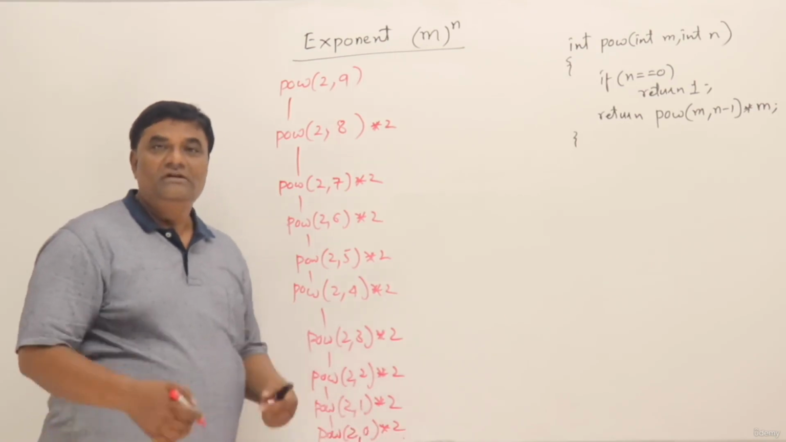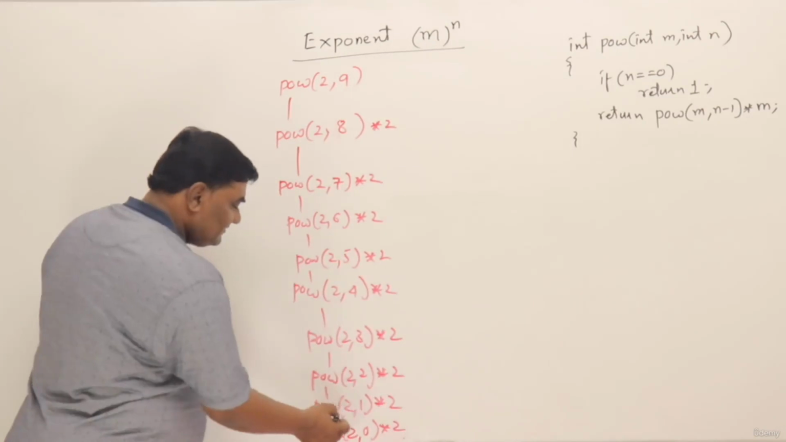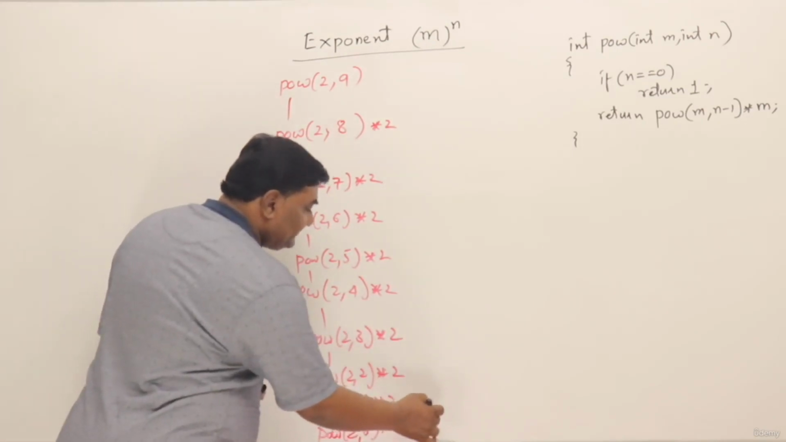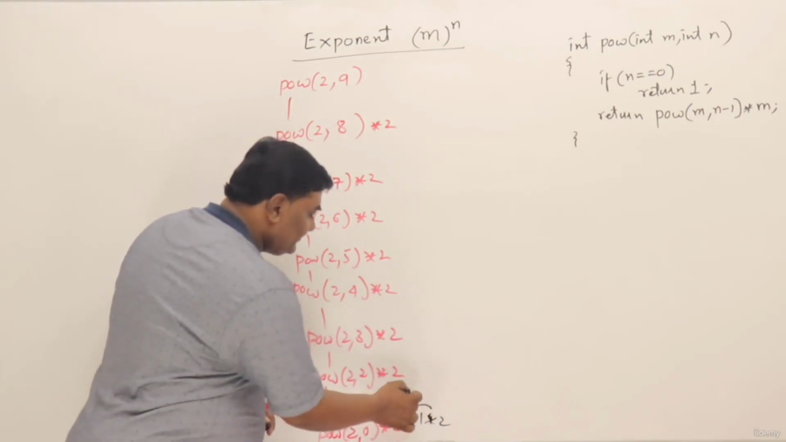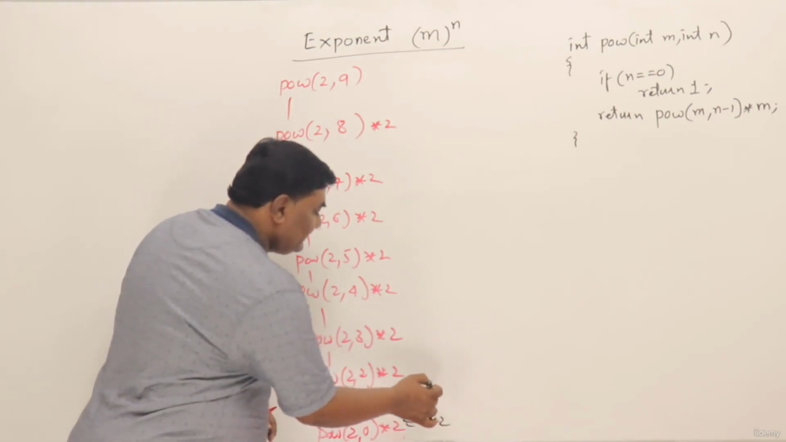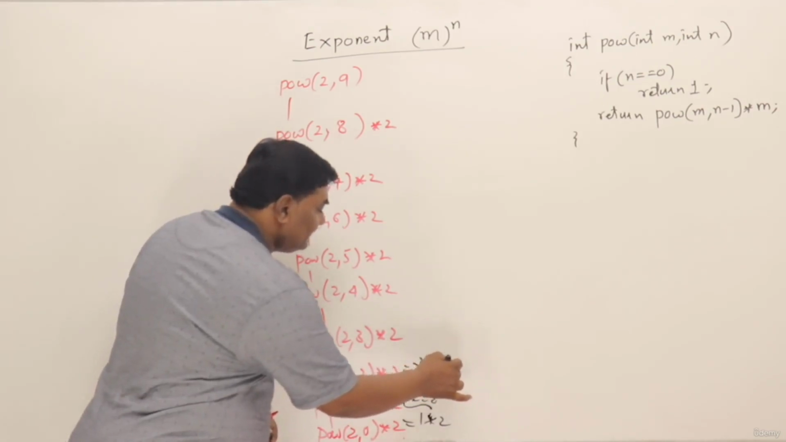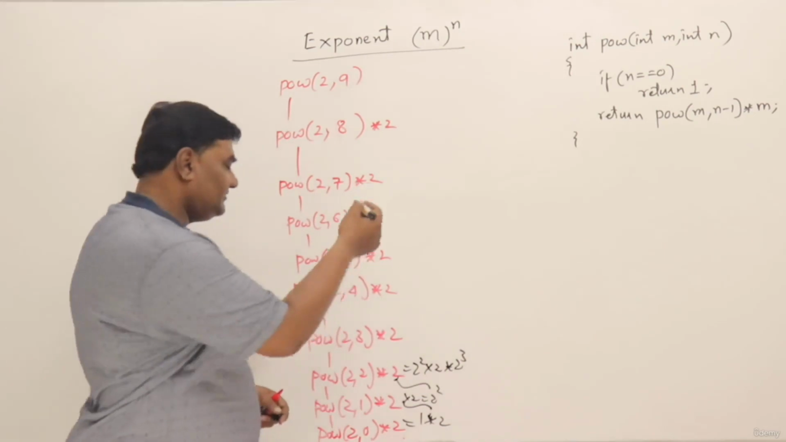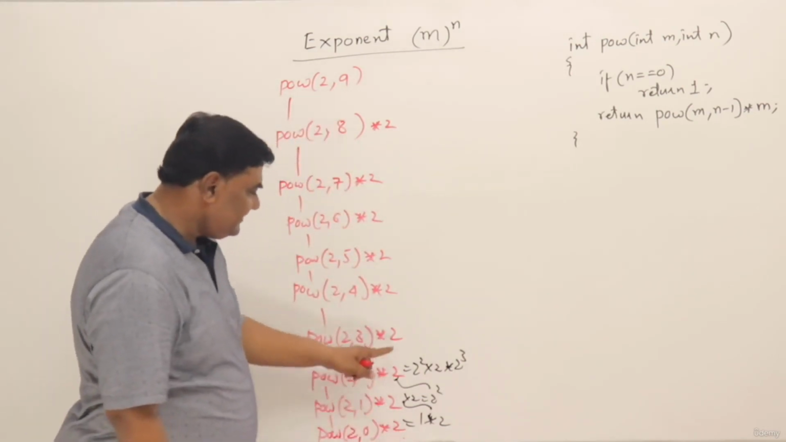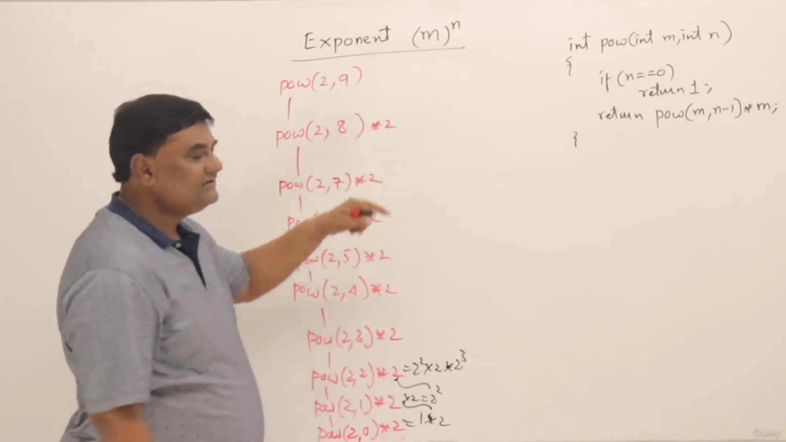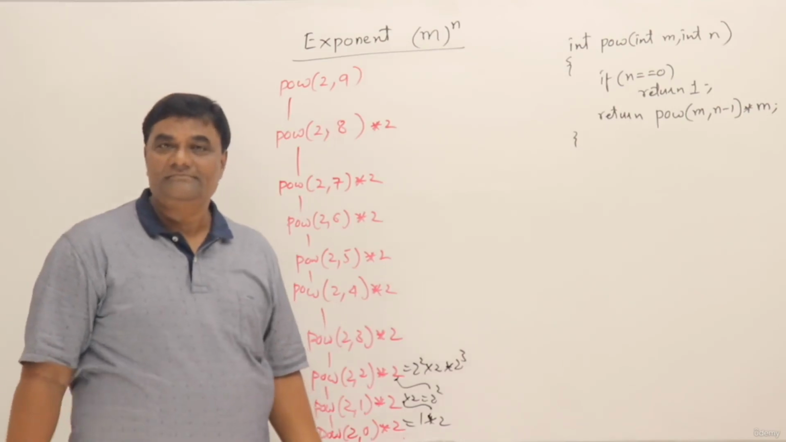For 2 comma 0, when n is 0, it returns 1. So this will be 1 multiplied by 2, so the result is 2, and it returns here and is multiplied by 2. Again it is 2 square. 2 square returns here and is multiplied by 2, so this becomes 2 cube, and so on. I don't have to work this out fully. You can see 1, 2, 3, 4, 5, 6, 7, 8, 9, so 9 times 2 is multiplied. So the result is 2 power 9.